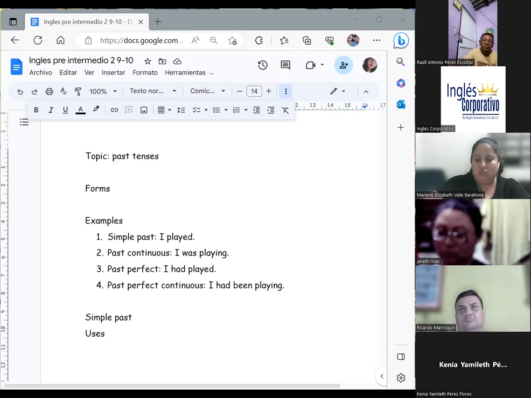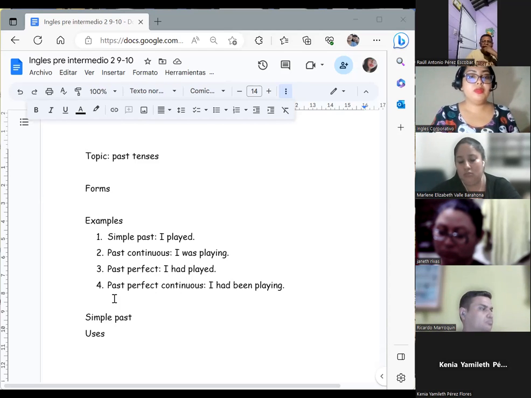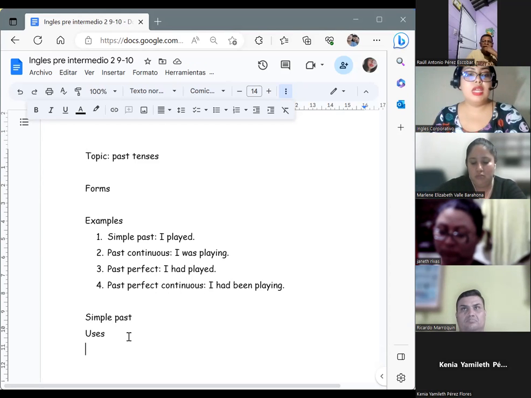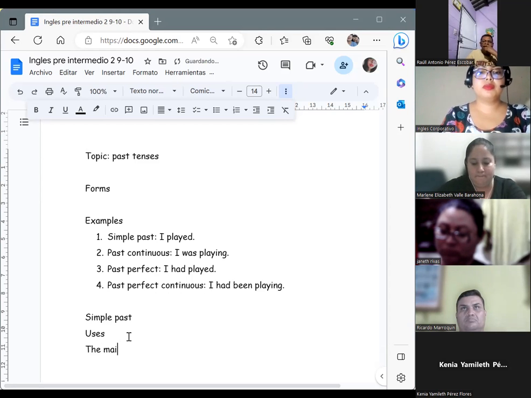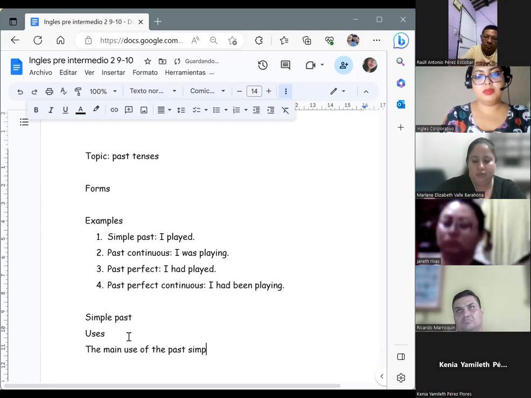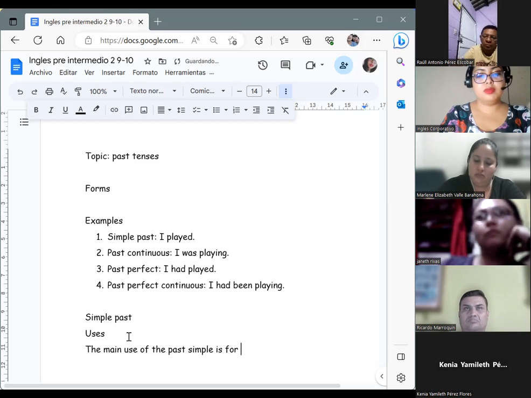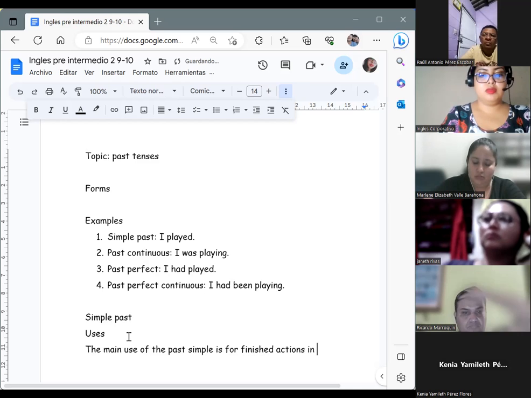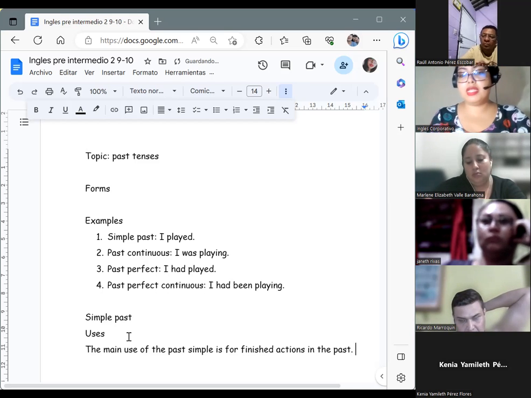So in this case, I need to be very careful with this. I'm going to tell something. I'm going to tell a story. I need to see if the actions or the verbs that I am using are in the correct time. So the main use. Este es el uso como más importante, ¿verdad? Del simple past. So, in this case, it says the main use of the past, in the past. We're going to see some examples.